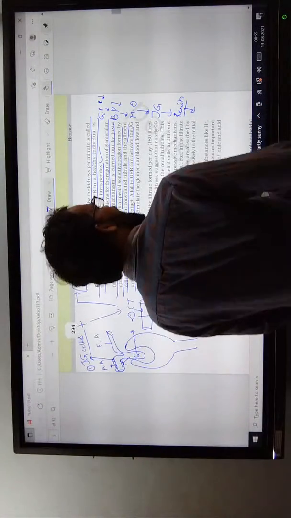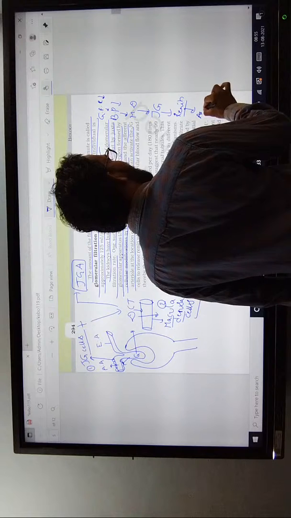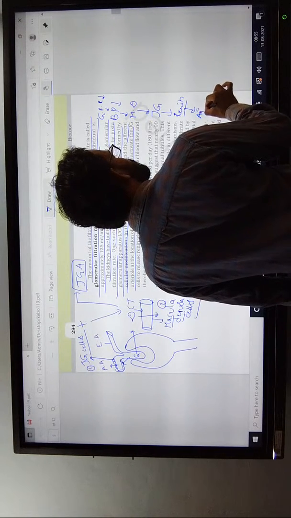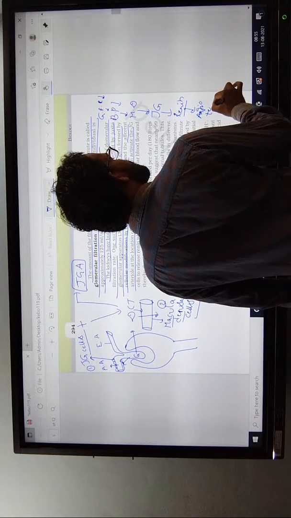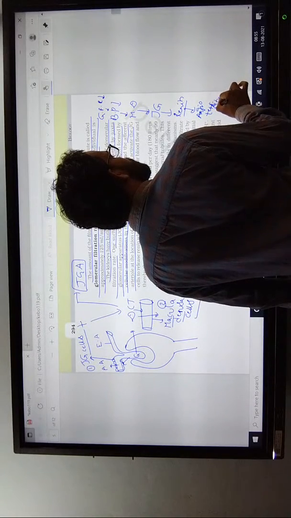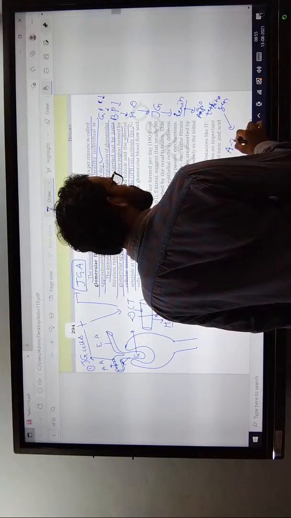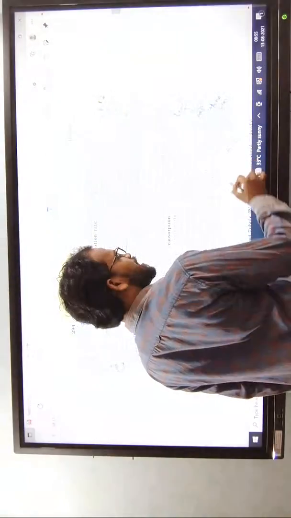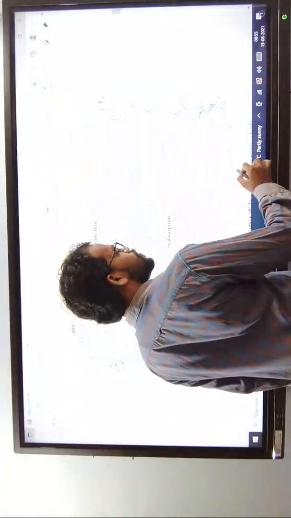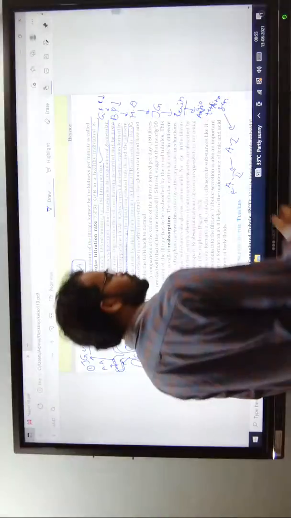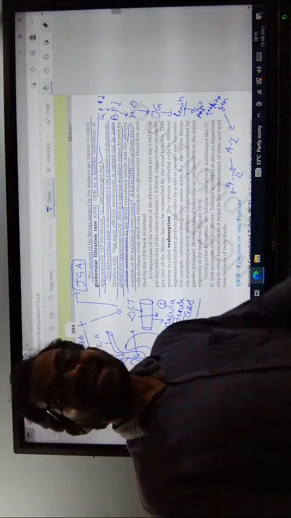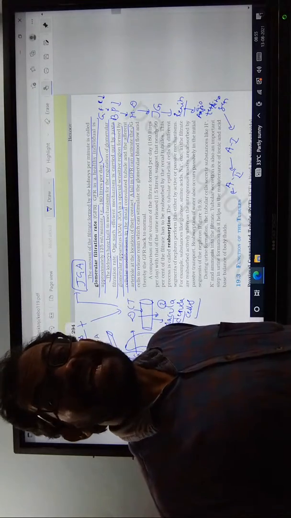In the blood, there is angiotensinogen. The angiotensinogen is activated into angiotensin 1. Angiotensin 1 is activated into angiotensin 2. This angiotensin 2 acts on the adrenal cortex as well as ADH.